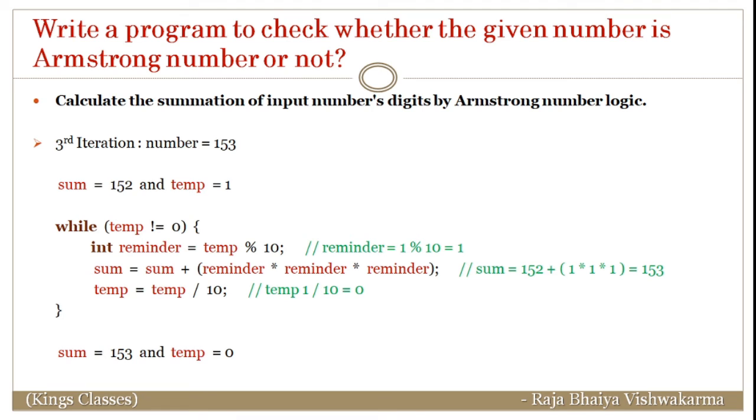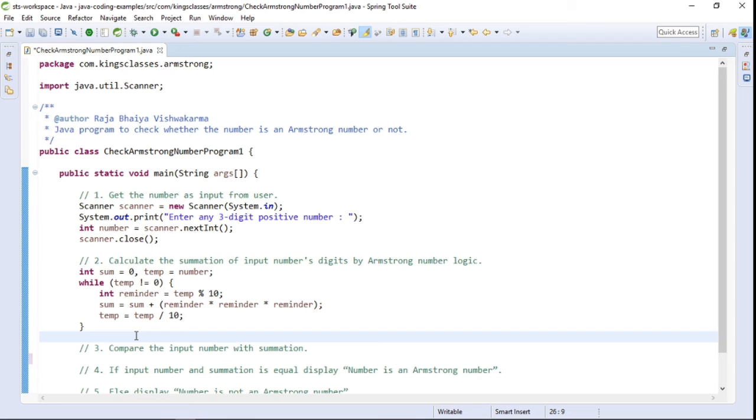Finally, after the third step, the sum is equal to 153 and temp is equal to 0. If you go to the while condition again, it will now return false as temp became 0. So our control comes out of this while loop, and finally we got the sum. The same logic that I have explained, I have written here. Till now we have the input number and the summation of the 3 times multiplication of its digits. Now let's compare the input number and the sum.